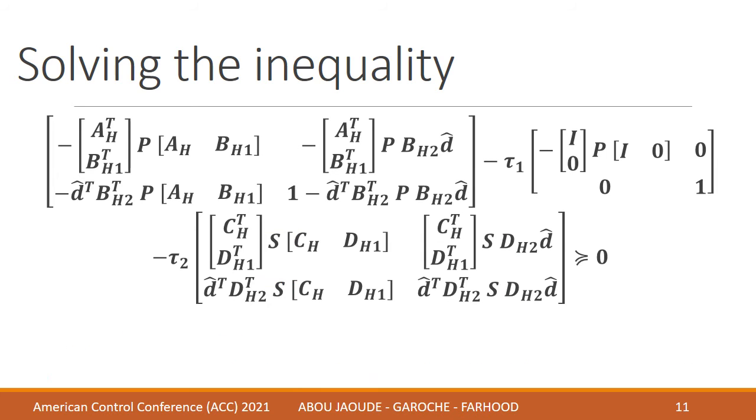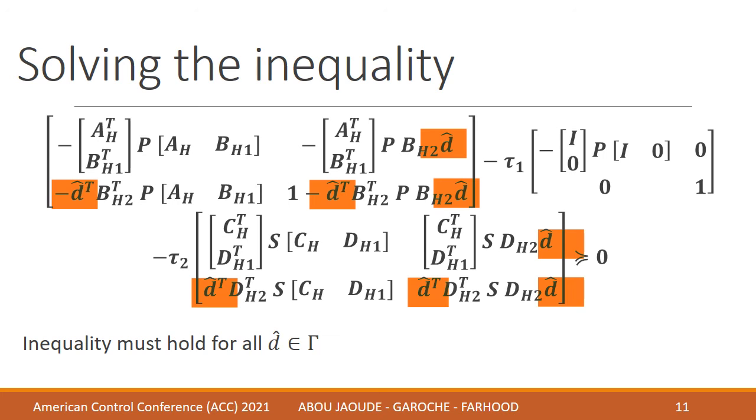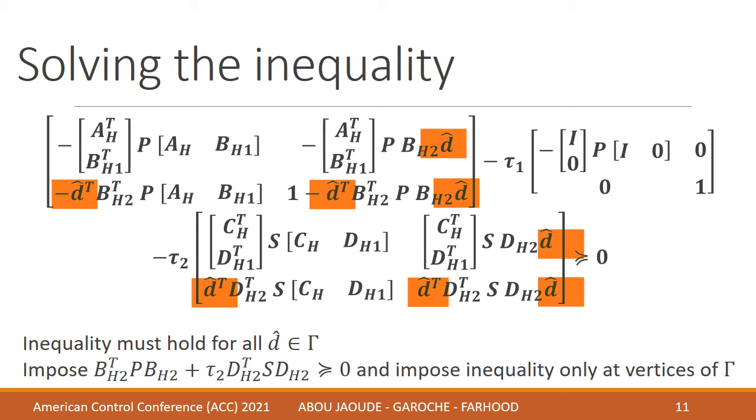Second, the theorem requires the inequality to hold for all d hat and gamma. This introduces an infinite number of constraints in the theorem. However, if the shown inequality is imposed, then it becomes sufficient to impose the inequality in theorem 1 at the vertices of the polytope gamma.